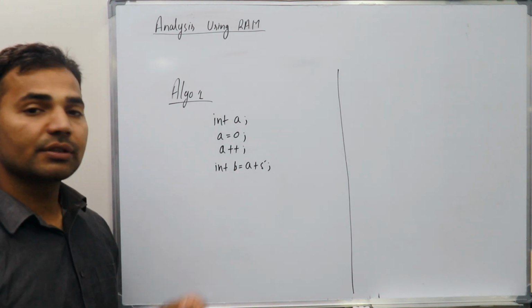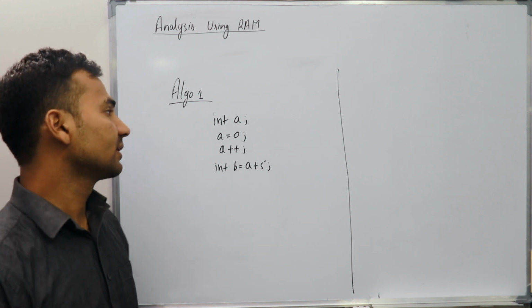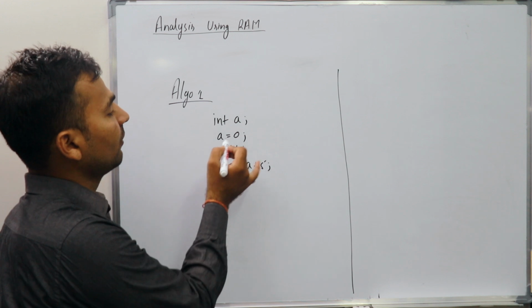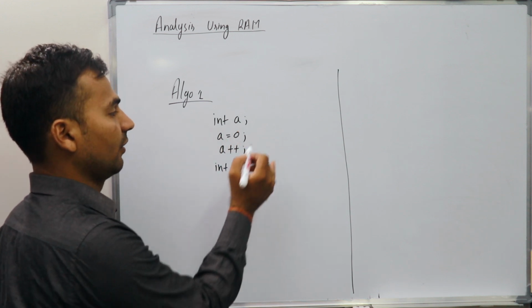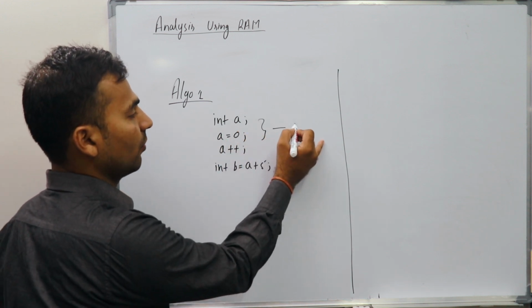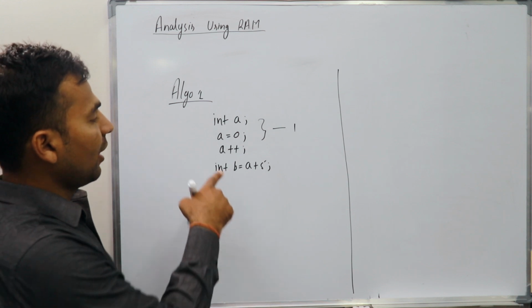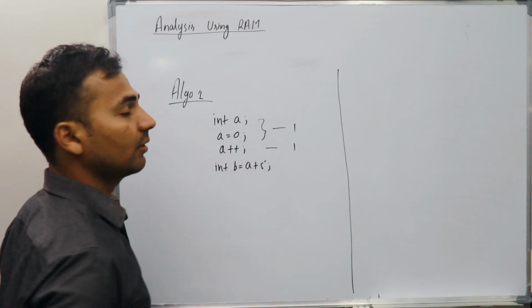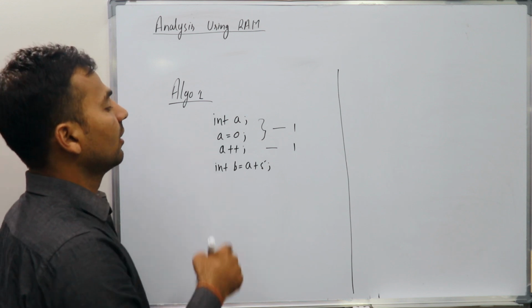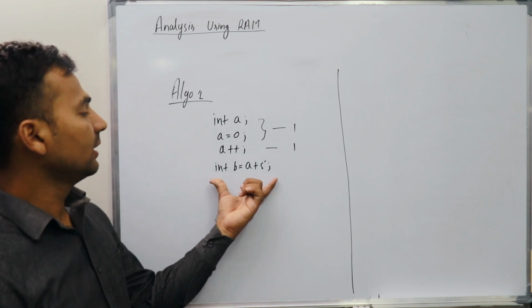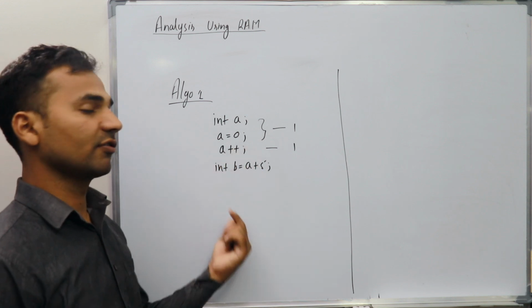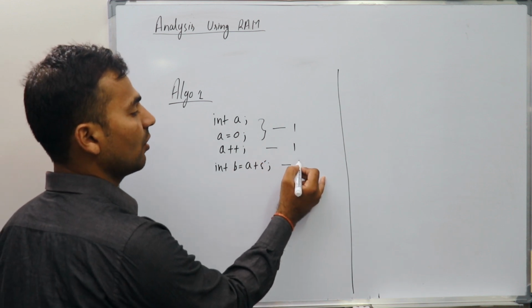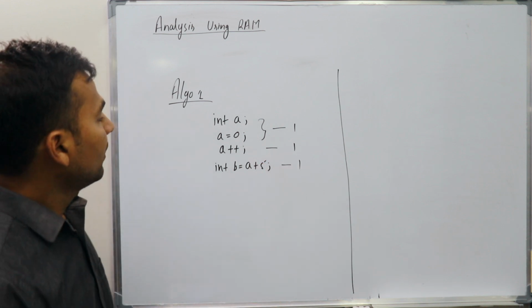What are the primitive operations over here? Let us count them. We define our integer a, then we assign some value to a. Therefore, this is one primitive operation. Now we increment the value of a. Therefore, this is another primitive operation. Then we define our integer b and assign some value to b, which is an arithmetic operation. Therefore, this is also one primitive operation.